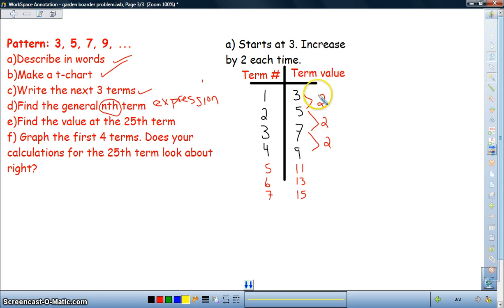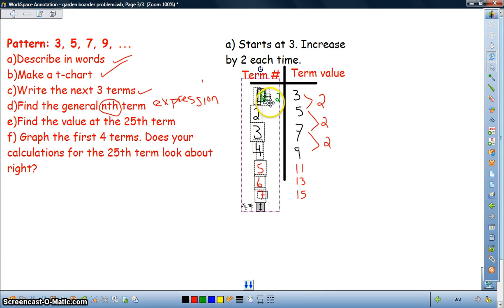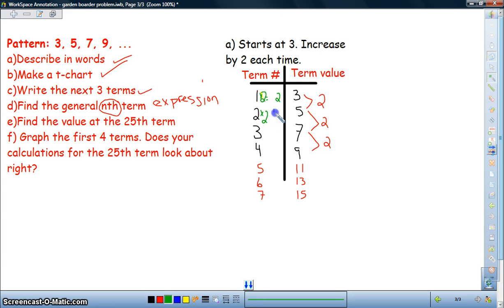If all of these increase by 2, we know we're working with multiples of 2. Well, what's 1 times 2? 1 times 2 is 2. What's 2 times 2? It's 4. 3 times 2, and you always want to try it with your first 3 terms just to make sure that nothing else is tricking us in the pattern.